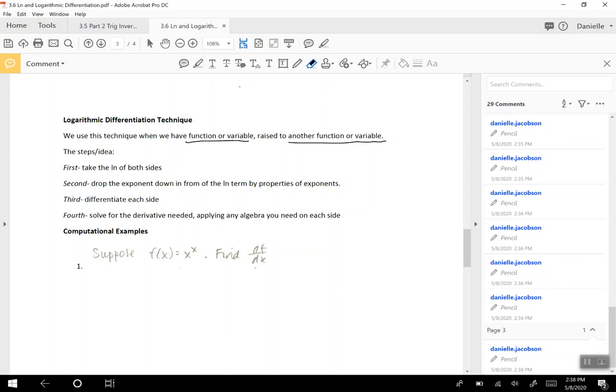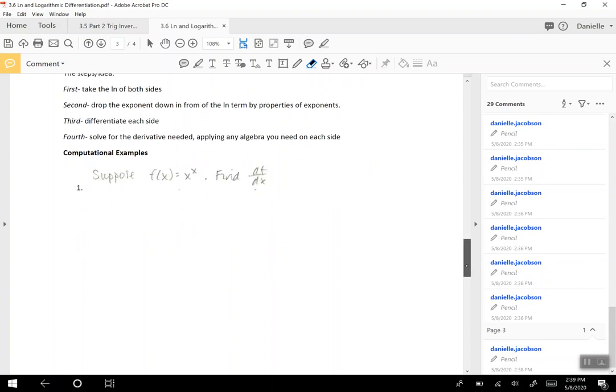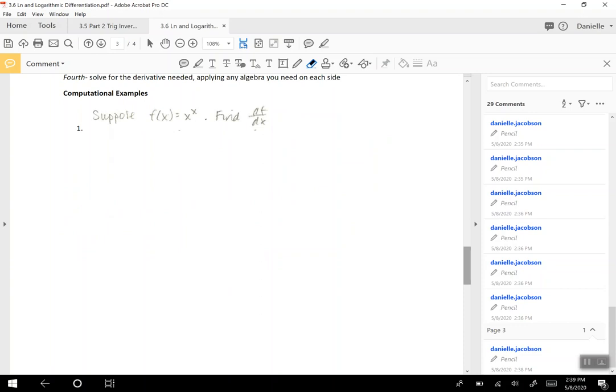Key thing here, algebra will come into play when you do some of these. Properties of exponents is also going to come into play, and properties of logs will come into play. So it will require a little bit of prereqs. I encourage you to look up properties of logs if you know you're a little bit rusty or a little fuzzy on those. All right, let's start with a relatively basic example first.